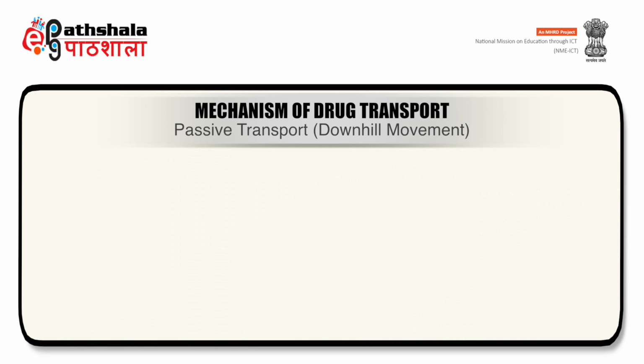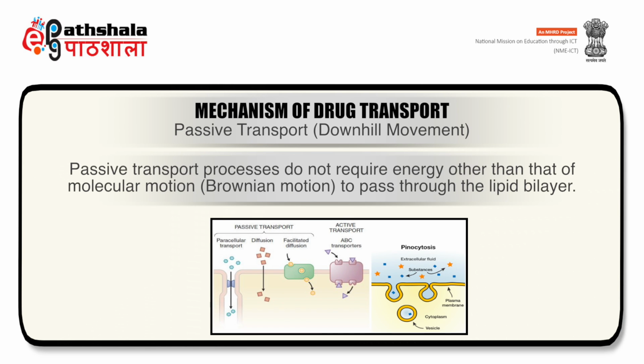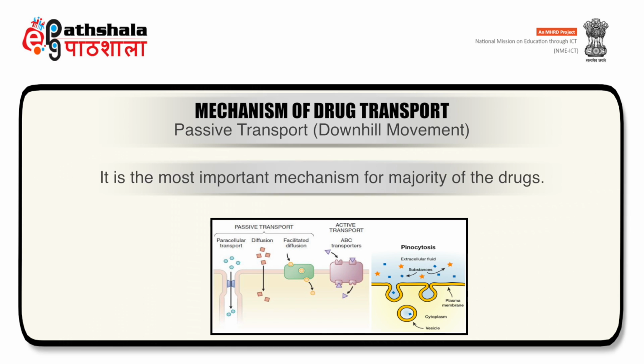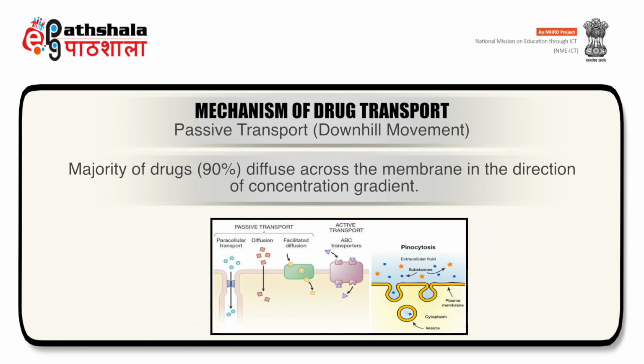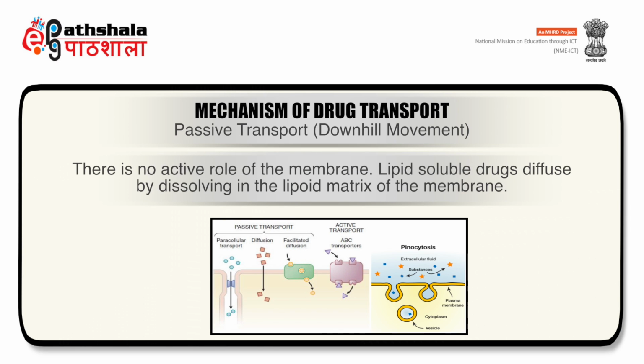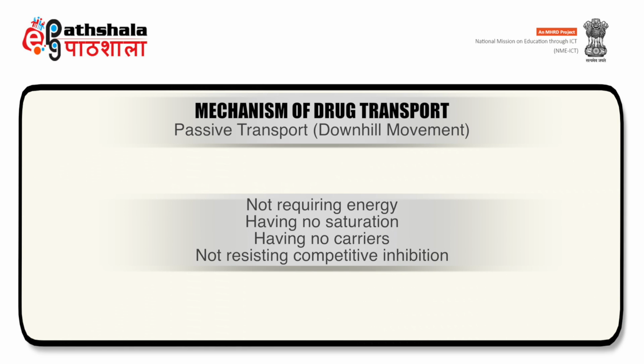First, we will discuss passive transport. It is also known as downhill movement. Passive transport processes do not require energy other than that of molecular motion to pass through the lipid bilayer. It is the most important mechanism for the majority of drugs. The majority of drugs, that means 90%, diffuse across the membrane in the direction of the concentration gradient. There is no active role of the membrane. Lipid soluble drugs diffuse by dissolving in the lipoid matrix of the membrane. The characteristics of this transport: it does not require energy, it does not have any saturation, no carriers are involved, and it does not show competitive inhibition.